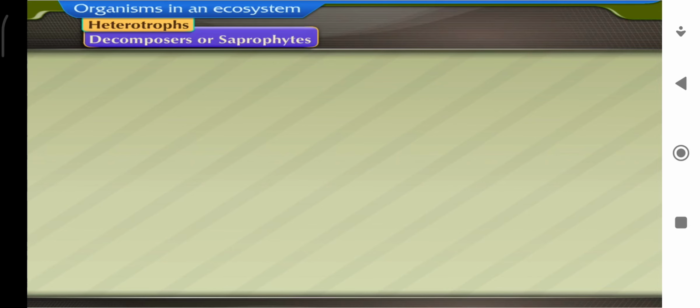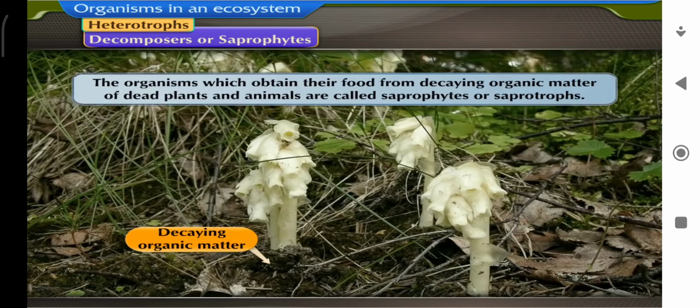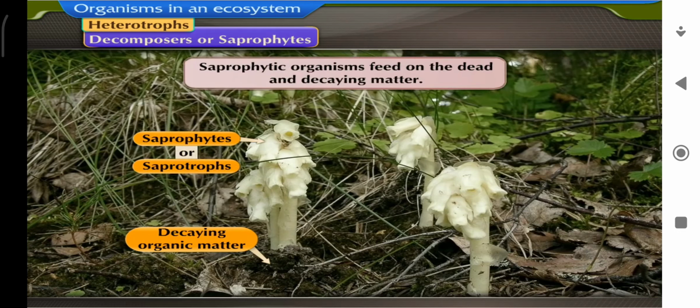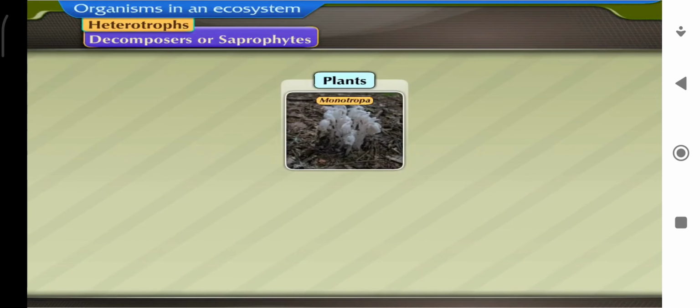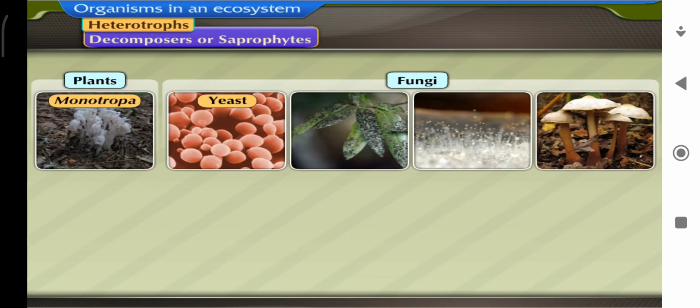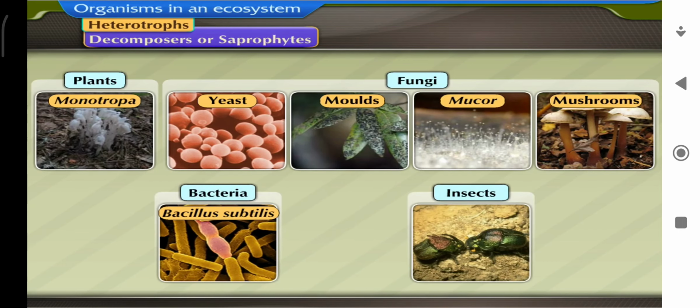Decomposers or saprophytes. The organisms which obtain their food from decaying organic matter of dead plants, animals, etc. are called saprophytes or saprotrophs. Saprophytic organisms feed on the dead and decaying matter. Hence, they may act as decomposers in nature. Saprophytes are often referred to as decomposers. Plants like Monotropa, fungi such as yeast, molds, mucor, and mushrooms, bacteria like Bacillus subtilis, and insects are all examples of saprotrophs.